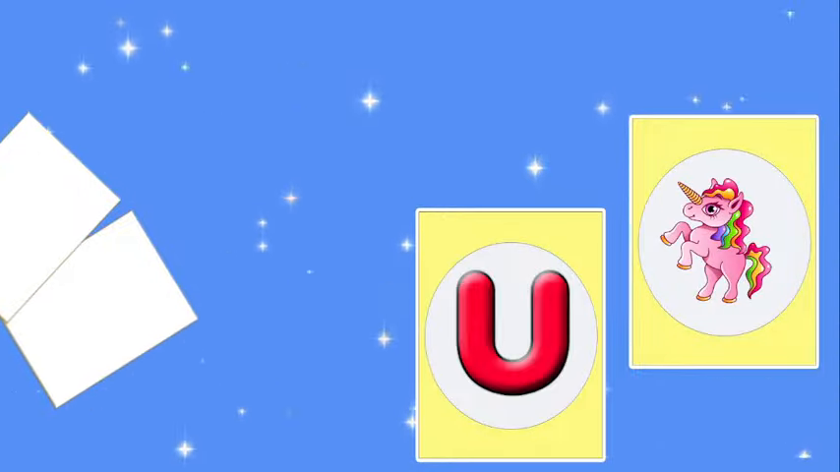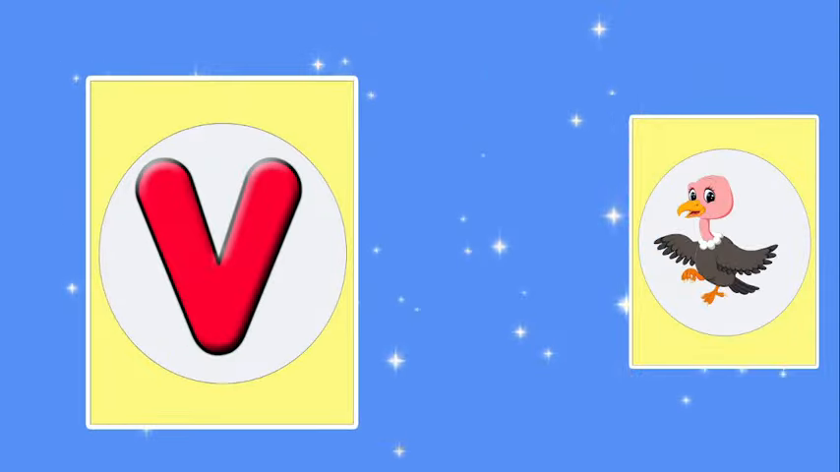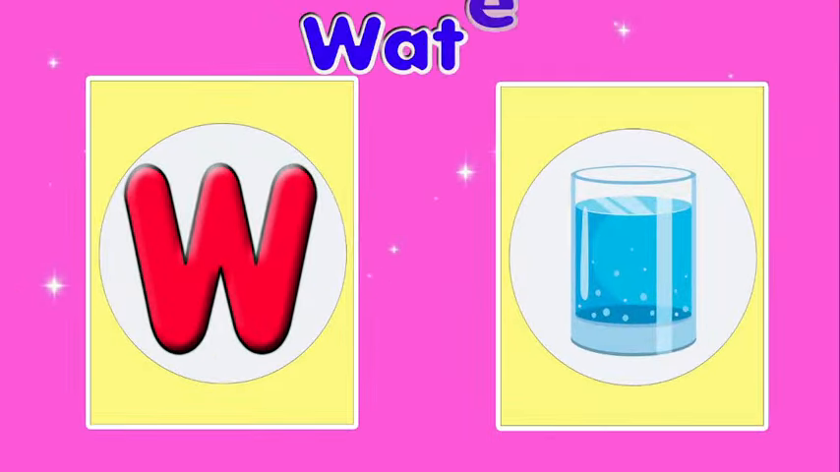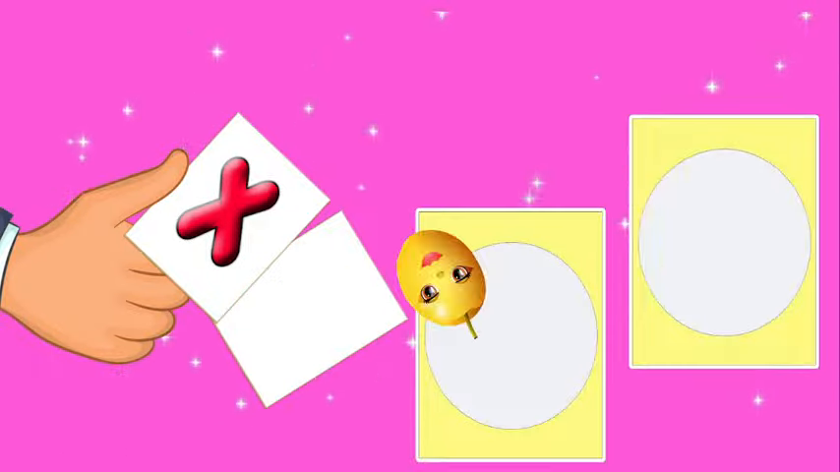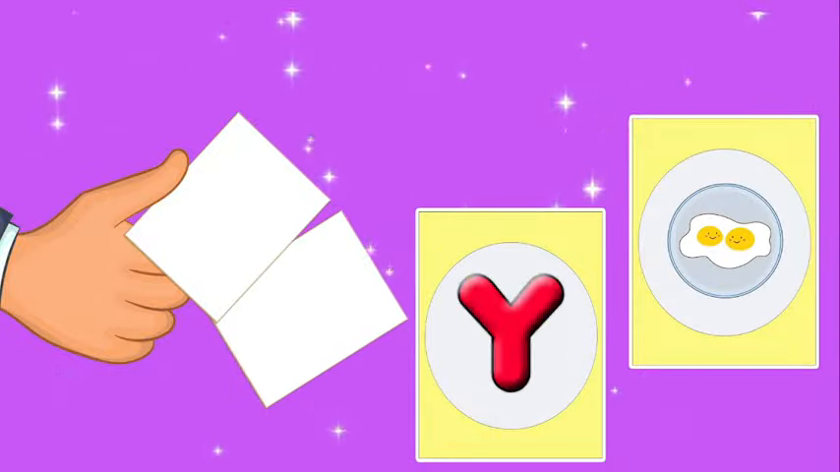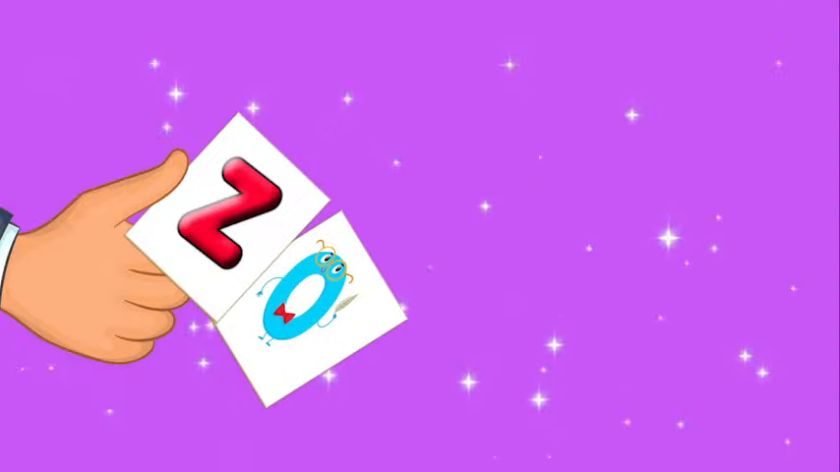U, unicorn. U for unicorn. V, vulture. V for vulture. W, water. W for water. X, xmenia. X for xmenia. Y, yolk. Y for yolk. Z, zero.